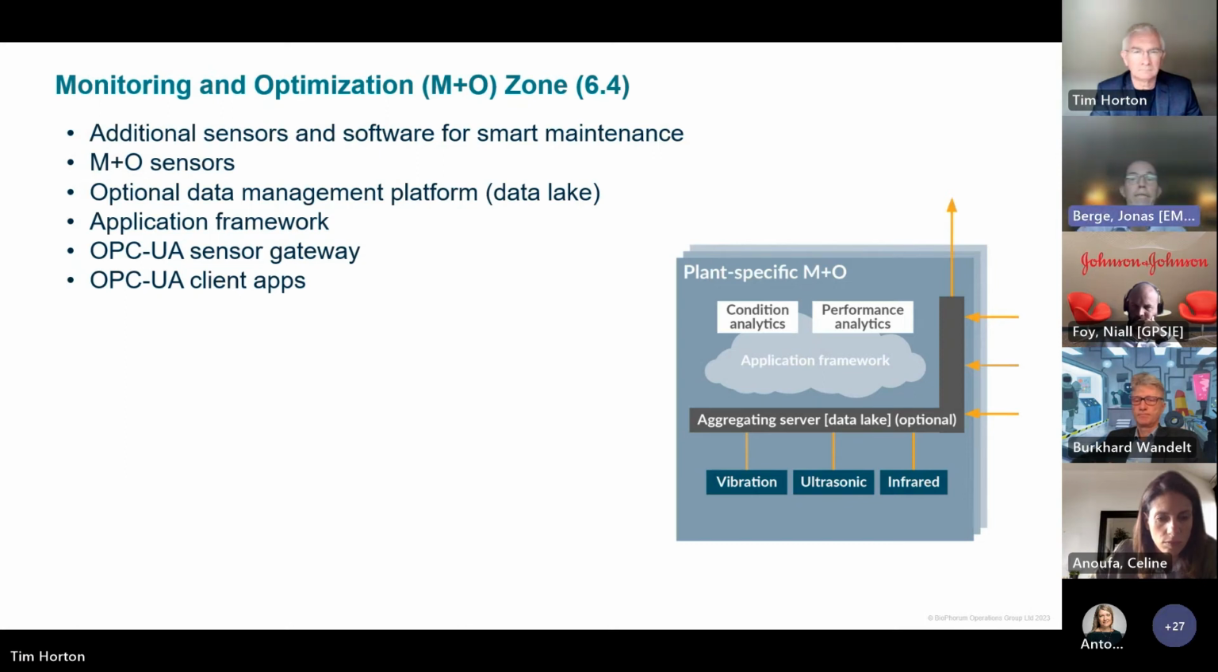Automation for predictive maintenance is included in the plant M&O zone. That is, additional sensors and software used for predictive maintenance are installed here. We'll deep dive on all of this in a minute. Next, please.